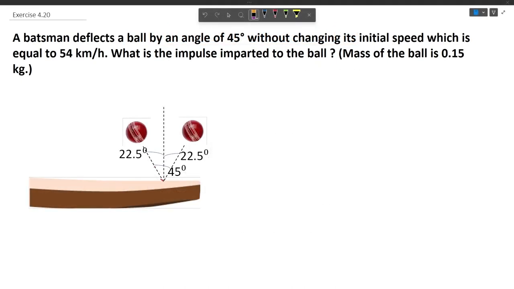The question says that a batsman deflects the ball by an angle of 45 degree without changing its initial speed, which is equal to 54 km per hour. So a ball approaches the bat like this, and then it deflects following this path, and the angle made by the approach line with respect to the deflected line is 45 degree, and the speed of the ball is 54 km per hour. The question asks what is the impulse imparted to the ball. So during the impact, what is the impulse provided by the bat to the ball? We have to find that out.